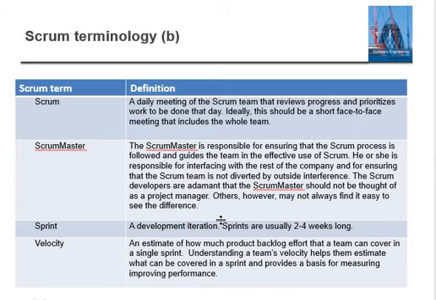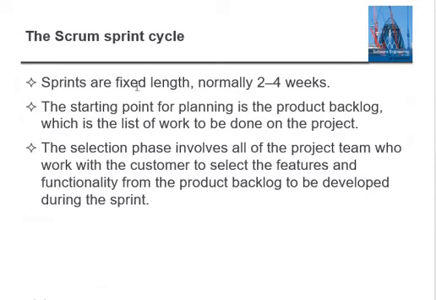So velocity is the speed of development. Let's say how much time we take to complete this sprint in 10 days. If the sprint is designed for 10 days, are we going to complete it in 10 days, 12 days, 13 days, or 14 days? This is the thing we have to achieve, right? So these are the important days. Sprints are fixed length, normally 2 to 4 weeks.